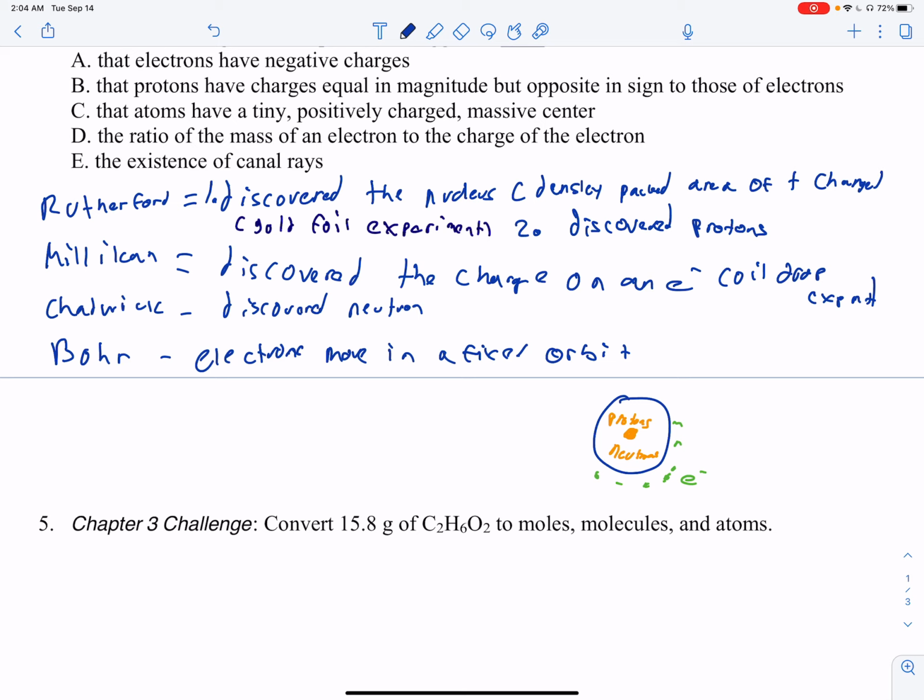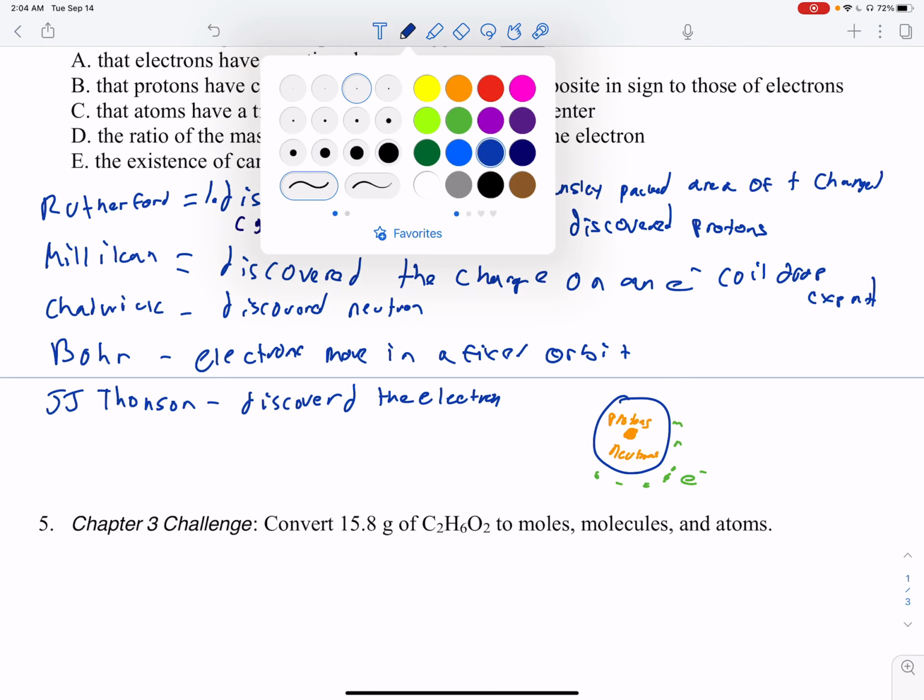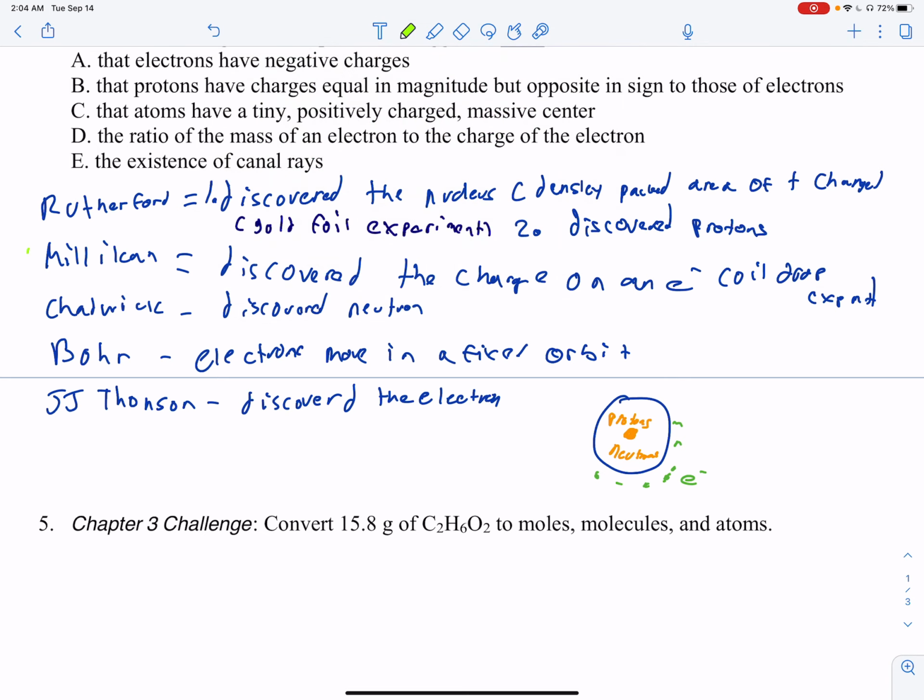So we have Chadwick. I feel like I'm missing some people. Okay, yeah, I know who I'm missing. I'm missing my plum pudding guy, J.J. Thomson. So J.J. Thomson discovered the electron. Now, what is the difference between what Millikan did up there and what J.J. Thomson did? Okay, I'll tell you.